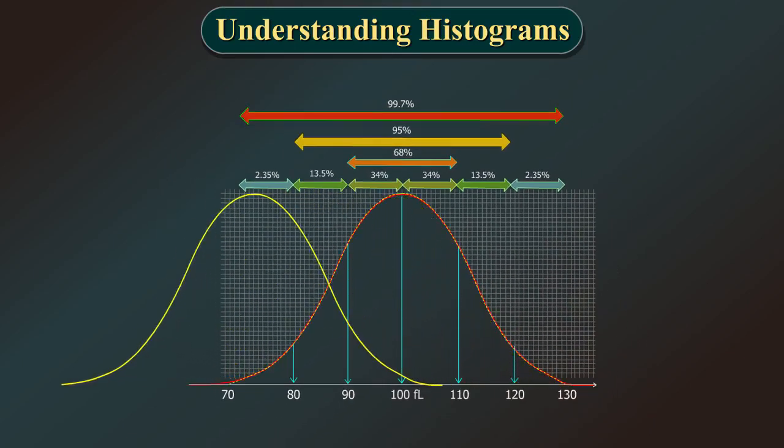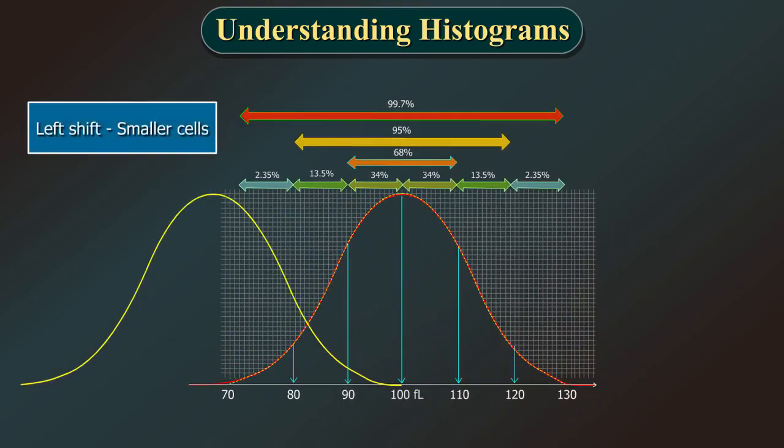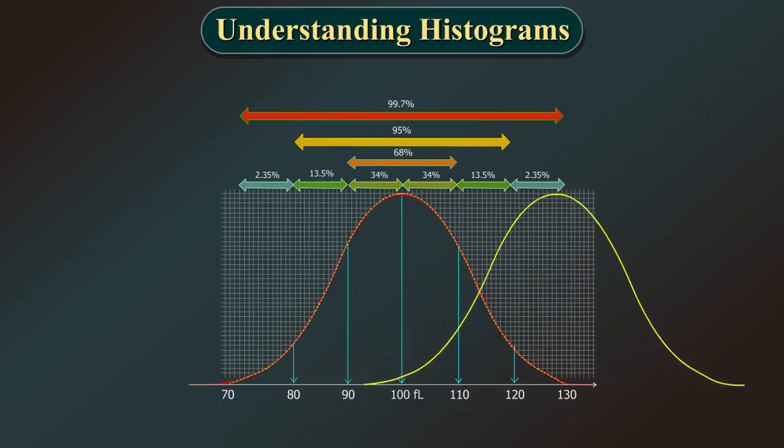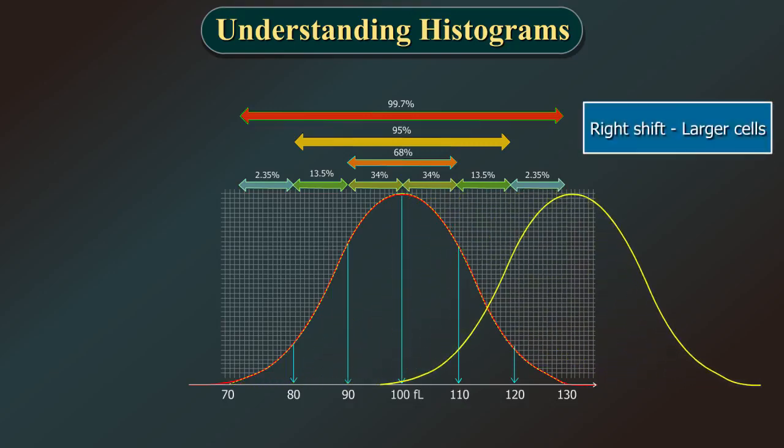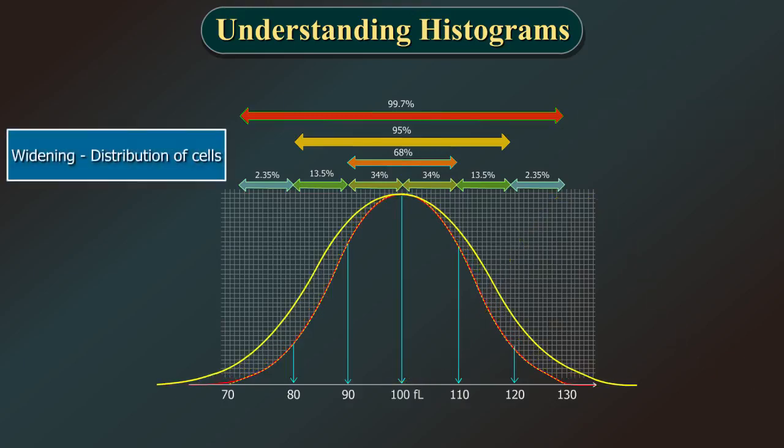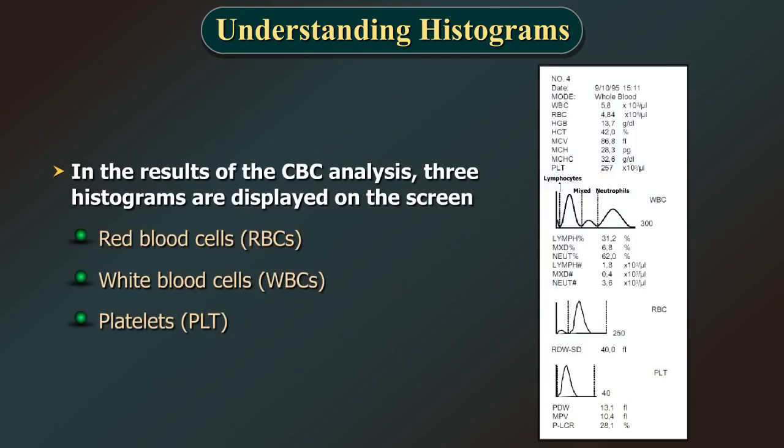Any shift of the bell curve to the left indicates smaller cells, and any shift of the bell curve to the right indicates larger cells, prompting one to think of the associated causes. Widening of the bell curve indicates more dispersion of cells, which means cells with more changes in size than normal, what we call anisocytosis.